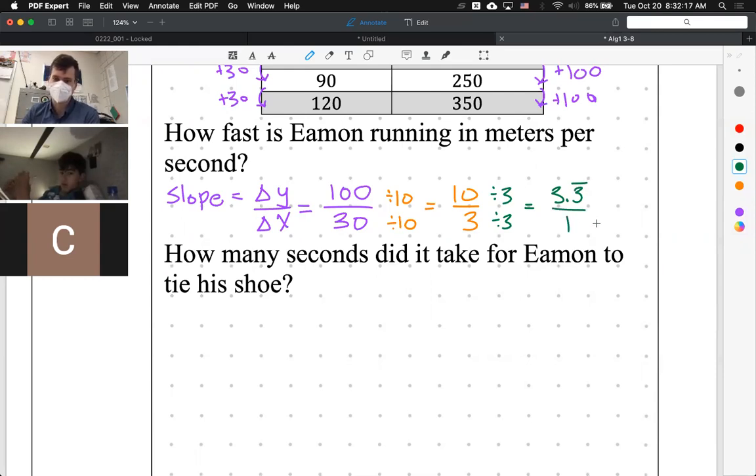So 3.3 repeating over 1. Per 1 second, which is what the question is asking us, per second, that means per 1 second. That's a 1 right here. How fast is Eamon running? It's 3.3 meters per second, which is kind of, is that unrealistic? 3.3 meters per 1 second? That would be very unrealistic.